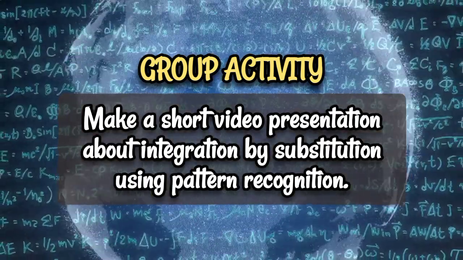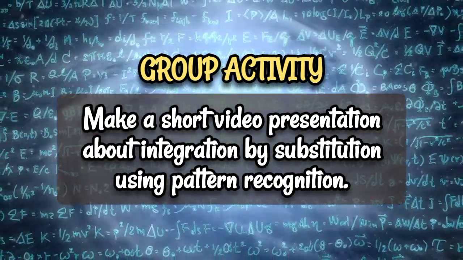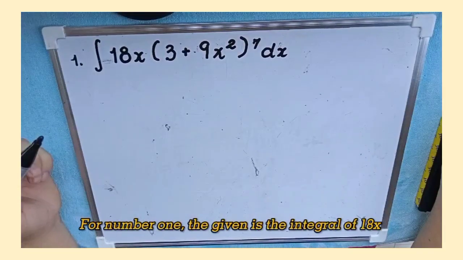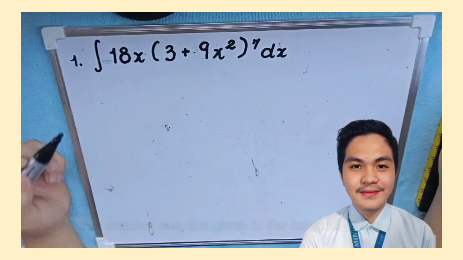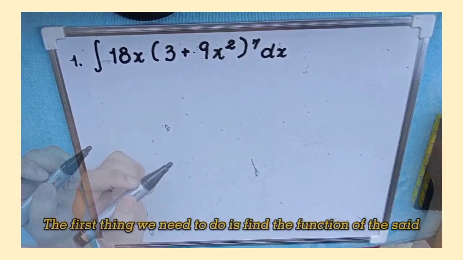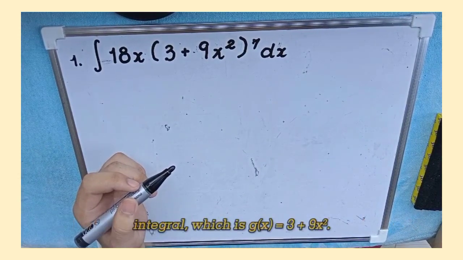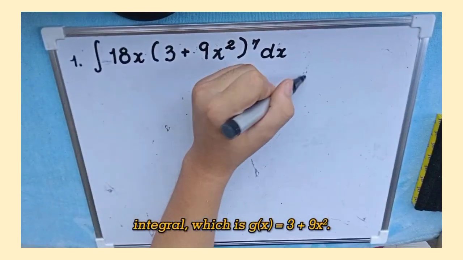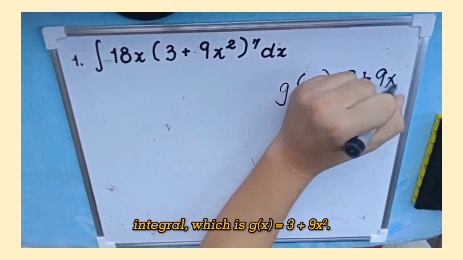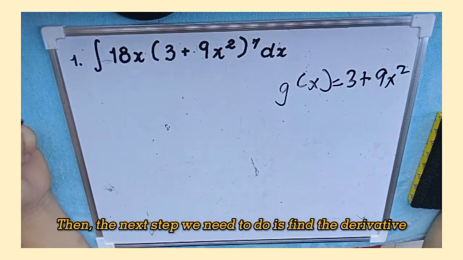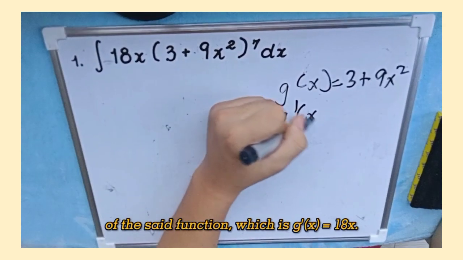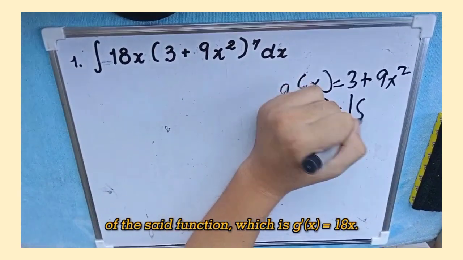For the application of integration by substitution using pattern recognition, here are the three examples of our group. For number 1, the given is the integral of 18x times the quantity of 3 plus 9x squared raised to the 7th power dx. The first thing we need to do is find the function of the said integral, which is g of x is equal to 3 plus 9x squared. Then, the next step we need to do is find the derivative of the said function, which is g prime of x is equal to 18x.